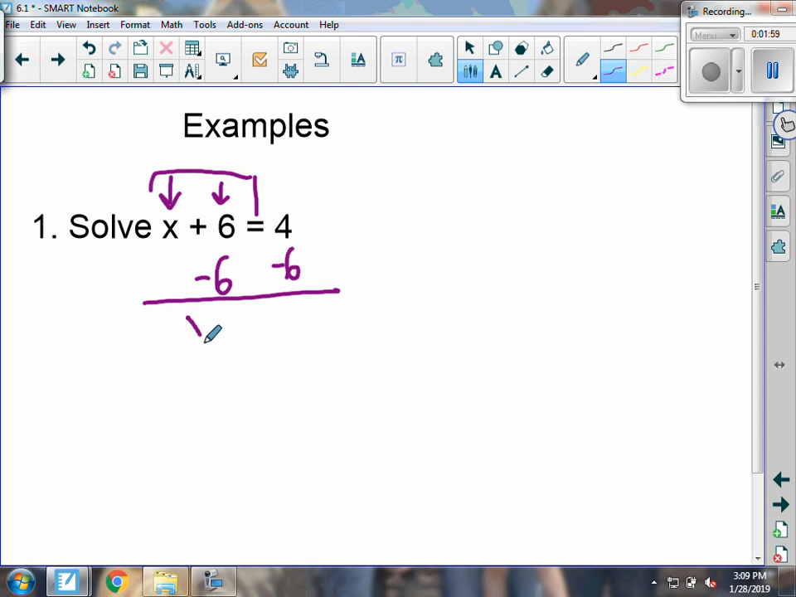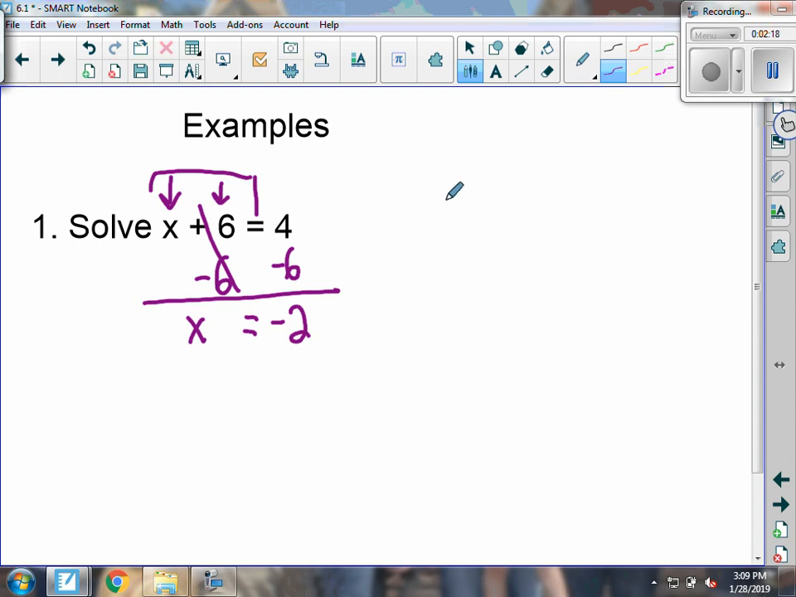So I'll bring my x down. 6 minus 6 is 0. I'm just going to cancel that out. That's gone. I'm not going to put 0 down here. So I'm going to bring down my equal sign. 4 minus 6 is negative 2. So I'm left with x is equal to negative 2.